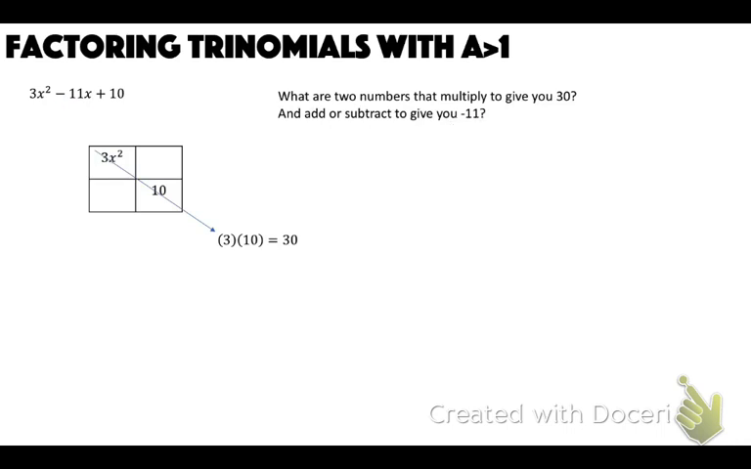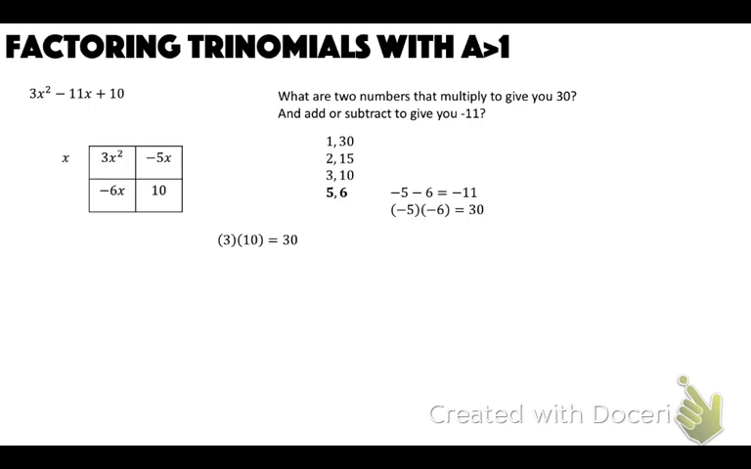So if we write this out, 1, 30, 2, 15, 3, 10, 5, 6. So 5 and 6 are going to add to give me, or subtract, negative 5 minus 6 is negative 11. Negative 5 times negative 6 is 30. So then that's going to be negative 5x and negative 6x. And then just take out the GCF.